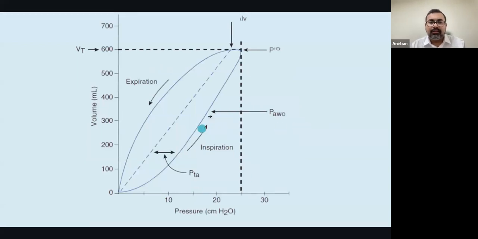So again, this is the airway pressure during inspiration. This is the airway pressure during expiration. This is the peak inspiratory pressure. This is the plateau pressure. And this is the trans airway pressure.